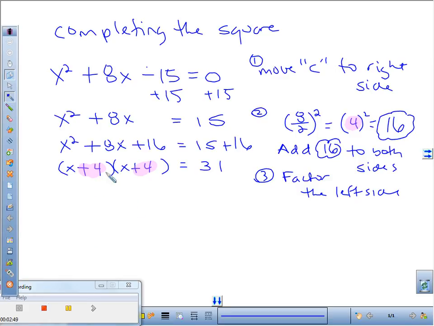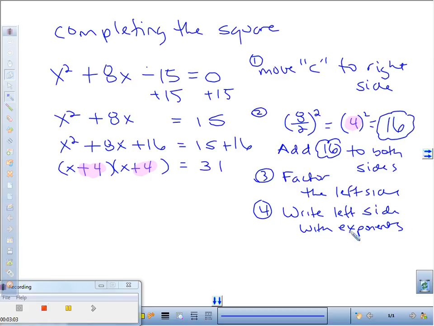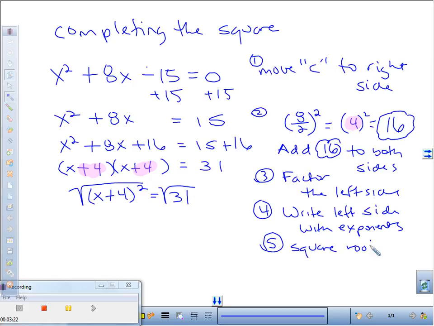So now what do you do now? Bowen, do you remember? So we're going to write the left side with exponents. Do you know how to do that? How do I write that using? Right. Okay, then step 5, what are we going to do to get rid of that 2, Taylor? Square root. Okay, square root both sides.